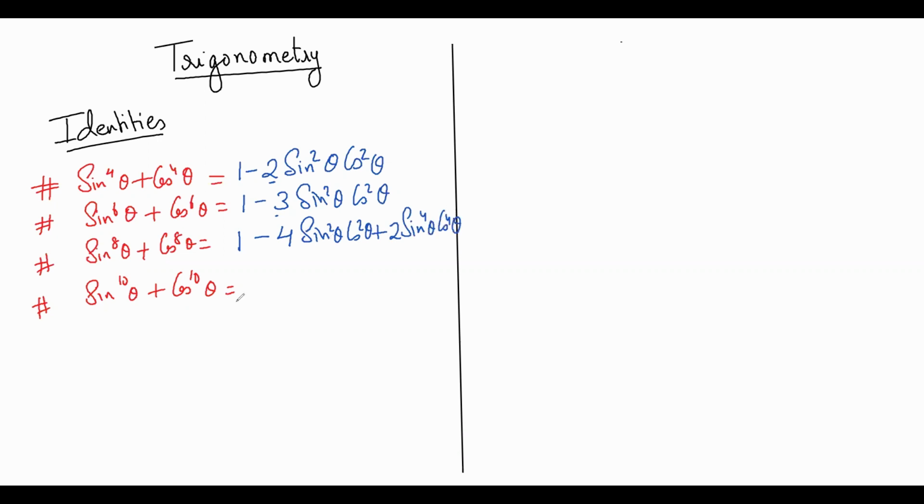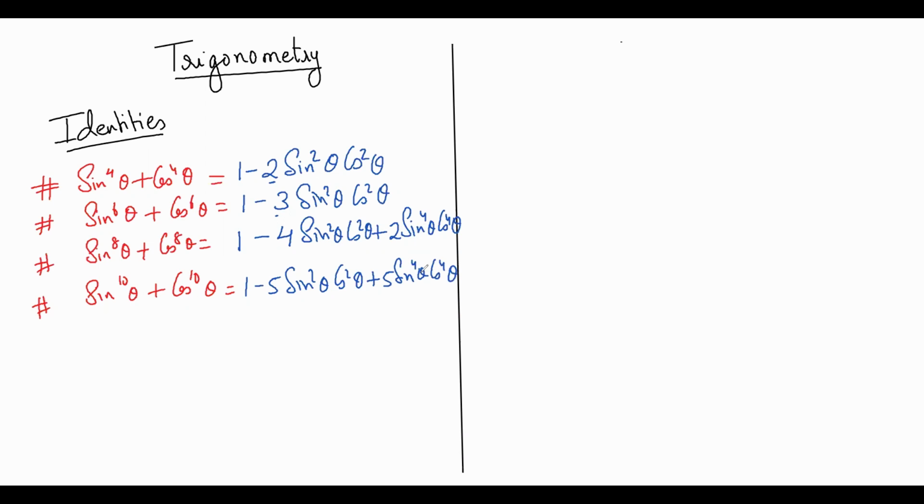Very useful identities. Similarly, sin^10 theta plus cos^10 theta is 1 minus, half of 10 is 5, 5 sin^2 theta cos^2 theta, and plus 5 sin^4 theta cos^4 theta. I think you can learn these.